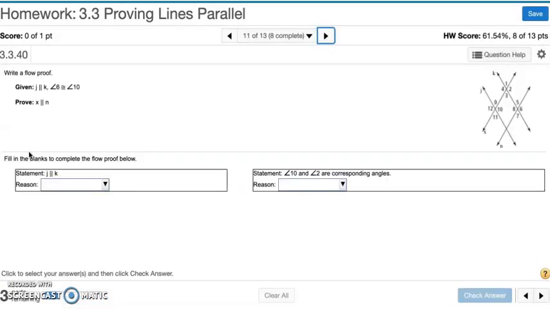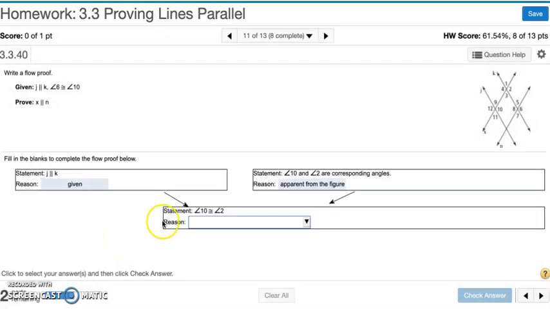Going to number 11, it wants us to write a flow proof. So we're given that J and K are parallel, so these two lines are parallel, and we're given that angle 6 and angle 10 are congruent to each other. So fill in the blanks. We have J being parallel to K. The reason is given, because we're given that information. Angle 10 and angle 2 are corresponding angles, and we can tell that by looking at the figure itself.